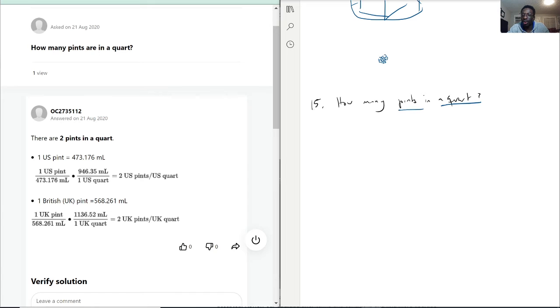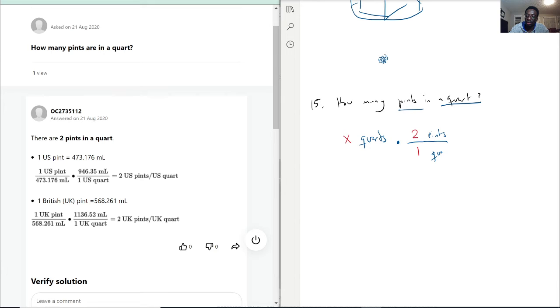For simplicity's sake, we're just going to say pints to quarts. I know they have US and UK listed here, but let's assume we're dealing with the same country. So we start out with quarts, an X amount of quarts. And we want to find the relationship between quarts and pints. According to this, there are 2 pints per quart. So we have 2 and 1, because we have to put the quart in the denominator, and I'll show you why very soon, and the pints in the numerator.